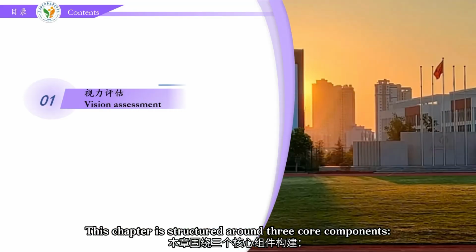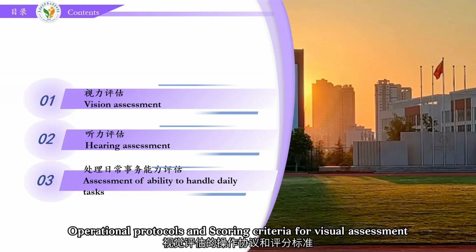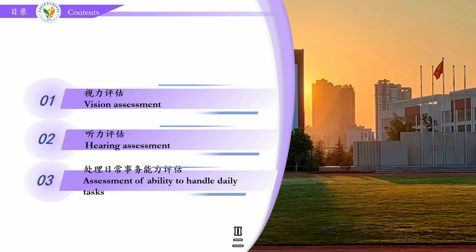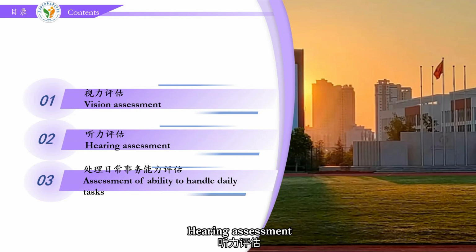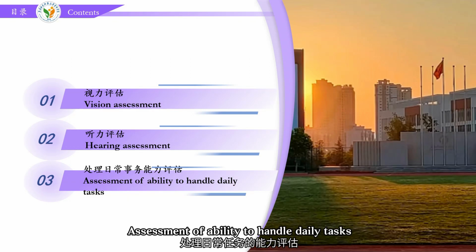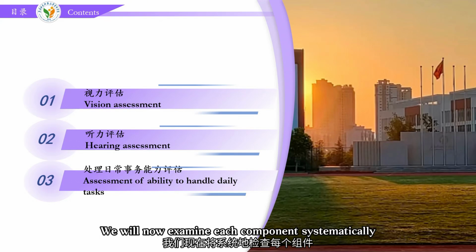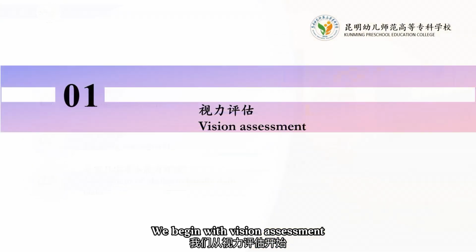This chapter is structured around three core components. 1. Operational protocols and scoring criteria for visual assessment. 2. Implementation methodologies and clinical considerations for hearing assessment. 3. Key assessment parameters and special case management for assessment of ability to handle daily tasks. We will now examine each component systematically. We begin with vision assessment.